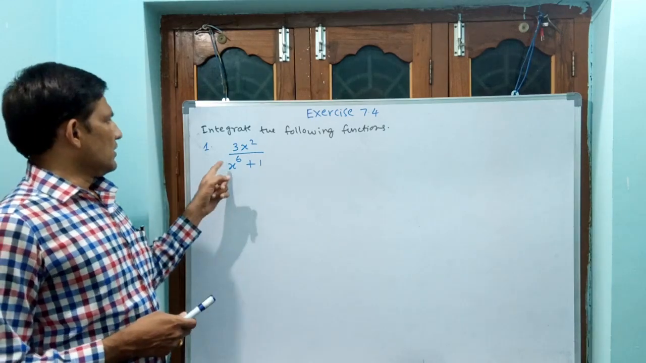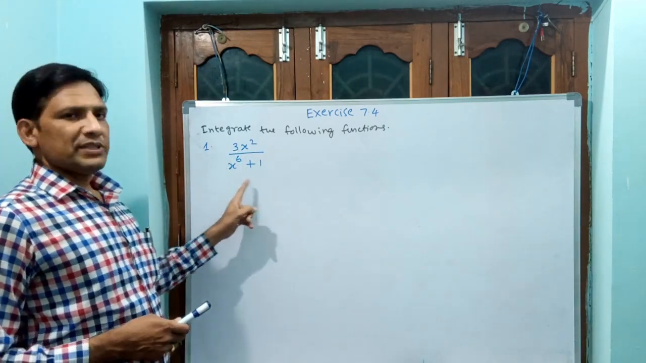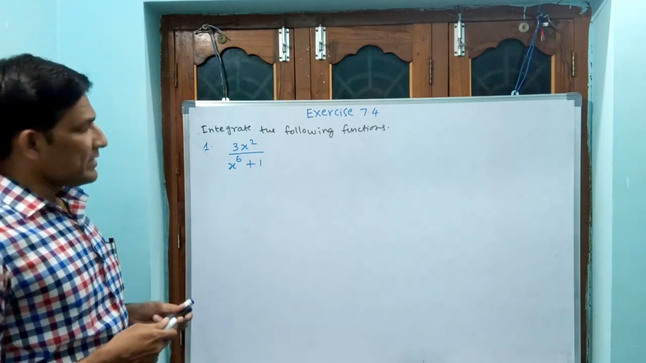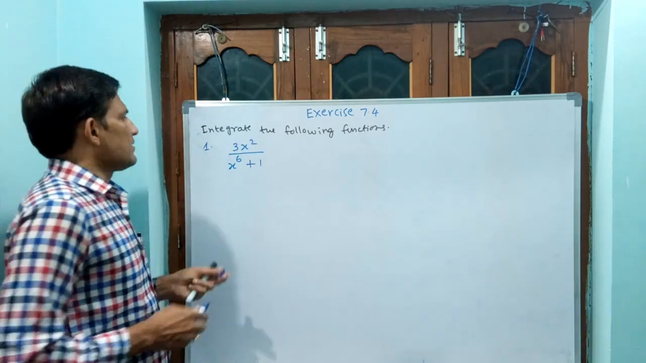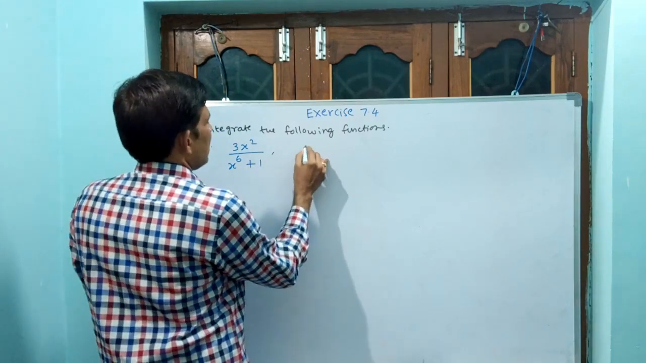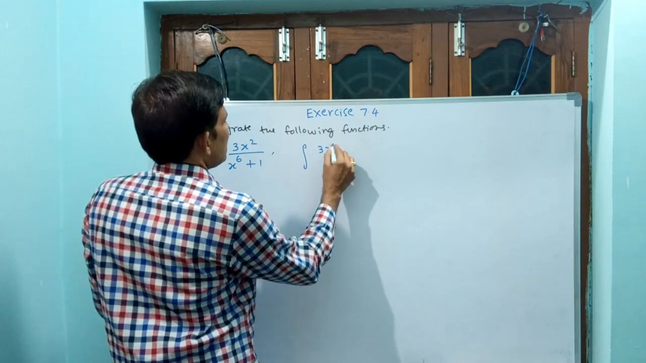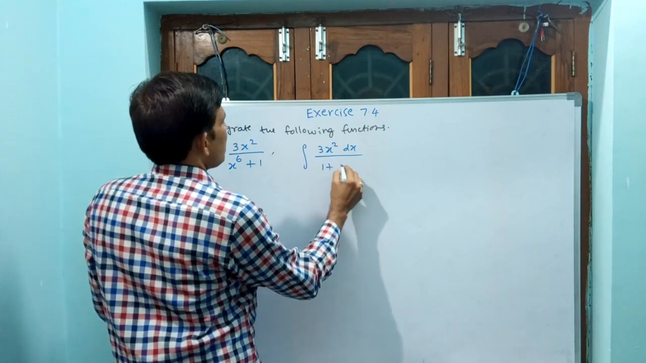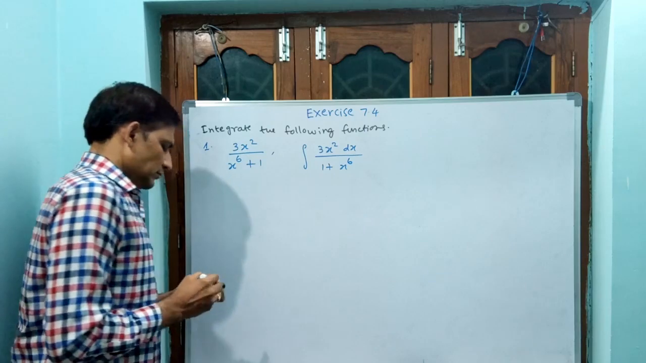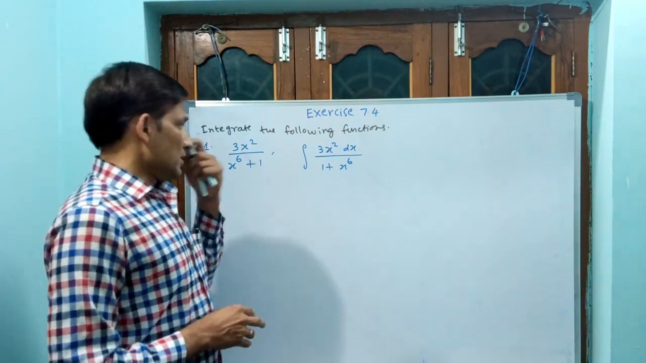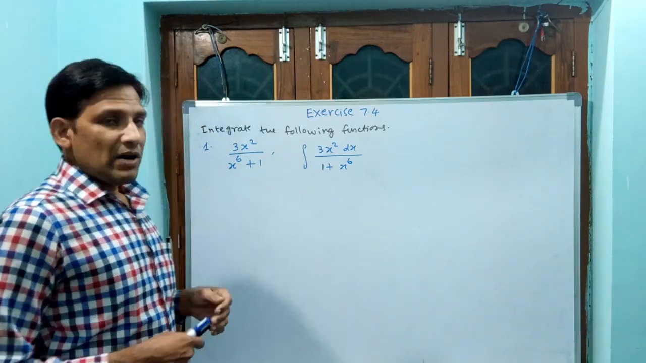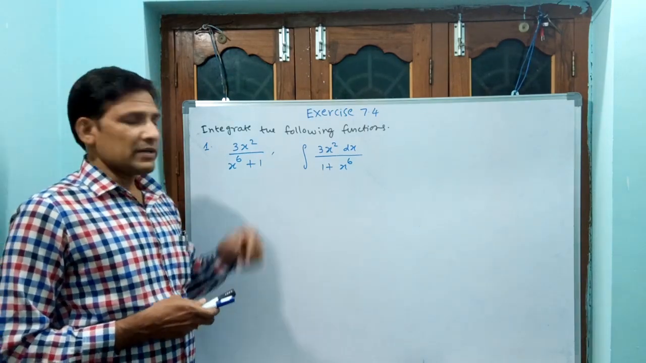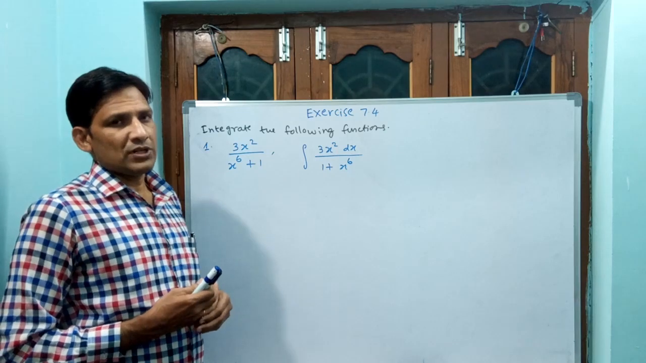First question: 3x square by x to the power of 6 plus 1. This is a function, and we have to integrate it. So how do we take this for integration? You have to take it like this: integral 3x square dx by 1 plus x to the power of 6. If you observe carefully, do we use the six formulae we have learned to get the solution?